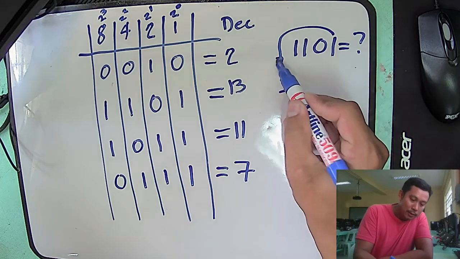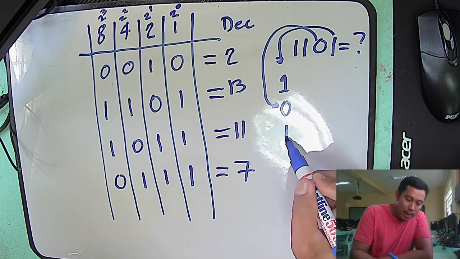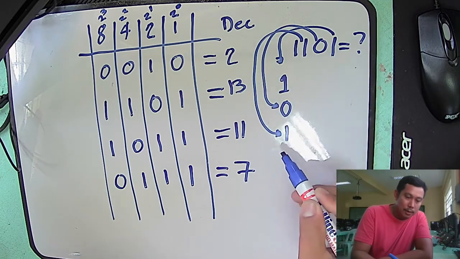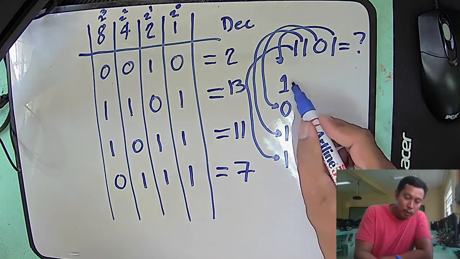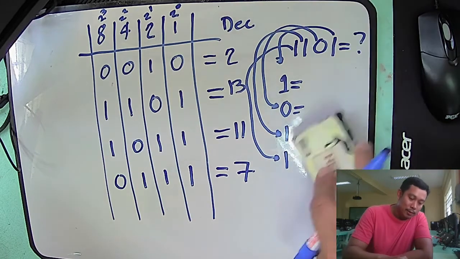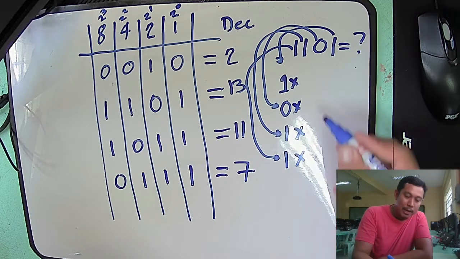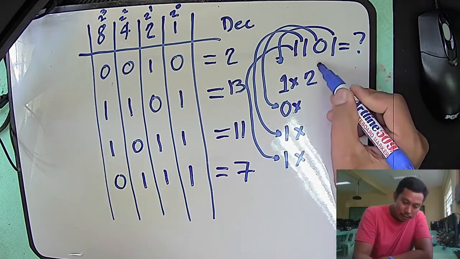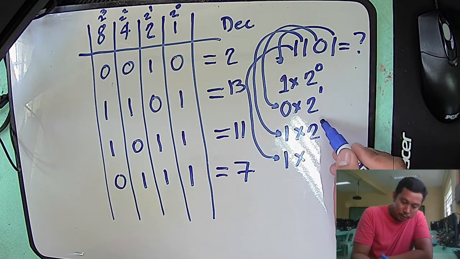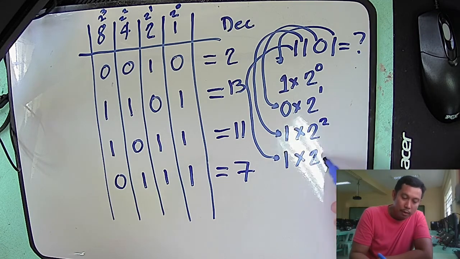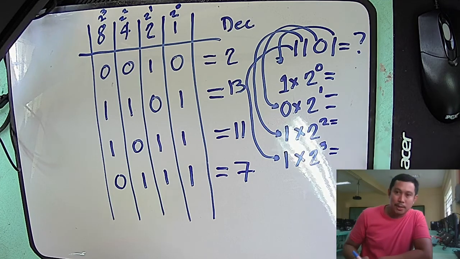So we're going to get this 1, this 0, 0, 0, 1, this one here, and the other one. And we're going to multiply that all by 2 to the power of 0, 2 to the power of 1, 2 to the power of 2, and 2 to the power of 3. So what's the answer?